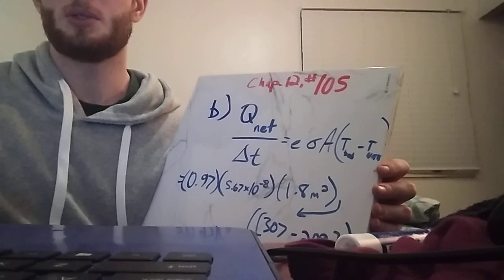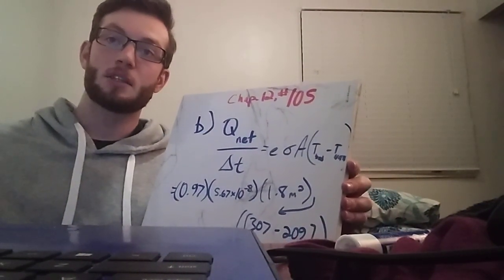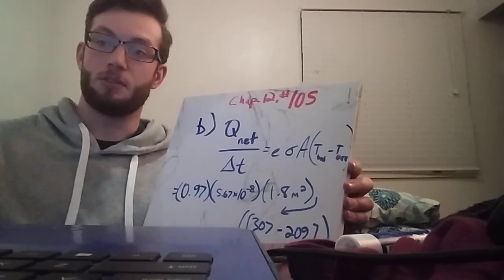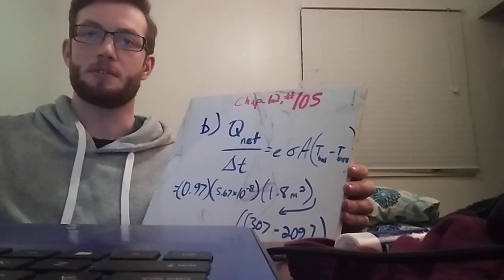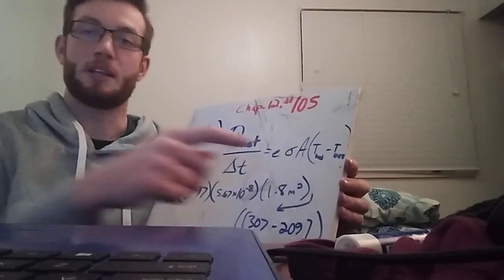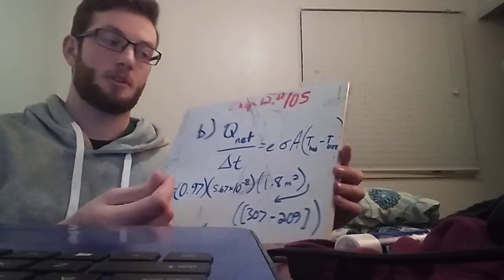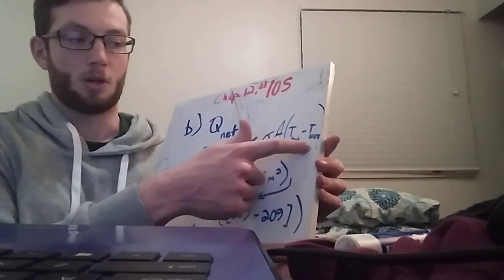It's equal to 5.67 times 10 to the negative 8 watts per meter squared times Kelvin to the fourth, so kind of a crazy constant value. And then it'll also be multiplied by the area, and it'll also be multiplied by the change in temperature from the body to the walls.